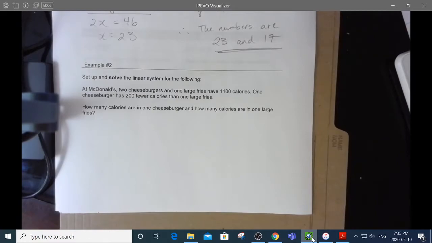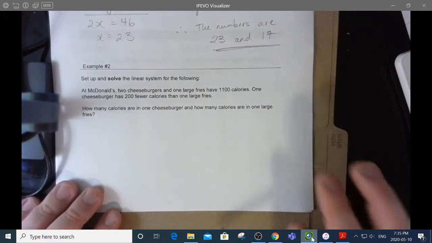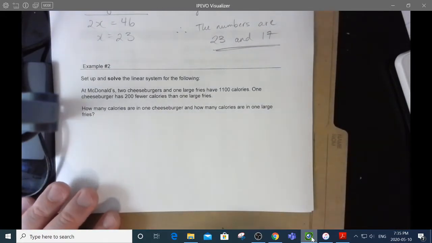And let's talk about McDonald's. At McDonald's, 2 cheeseburgers and 1 large fries have 1,100 calories. 1 cheeseburger has 200 fewer calories than 1 large fries. Okay, how many calories are in 1 cheeseburger and how many calories are in 1 large fries?